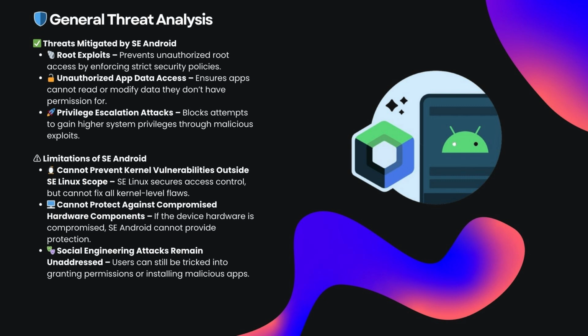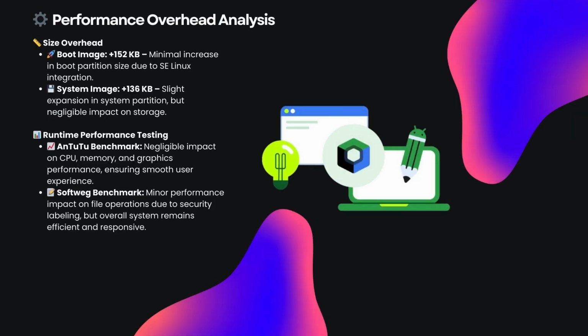Even with strong security controls, users can still be tricked into granting permission or installing malicious apps, bypassing the protections SE Android provides. Let's evaluate the performance overhead of SE Android to understand the impact it has on system efficiency. First, let's look at the size overhead caused by SE Android.